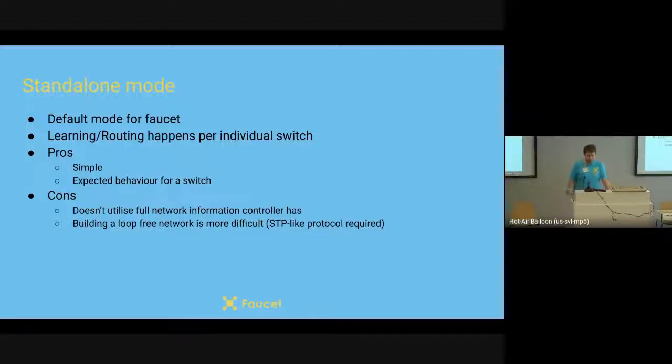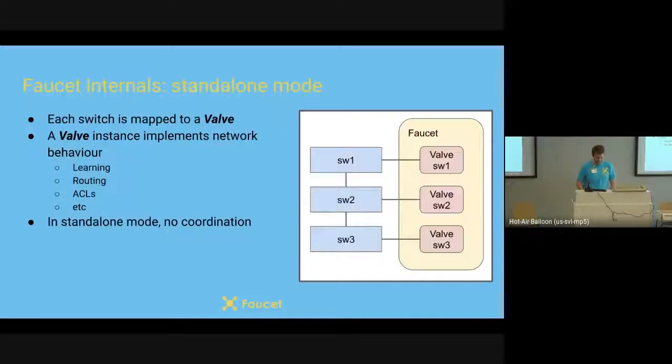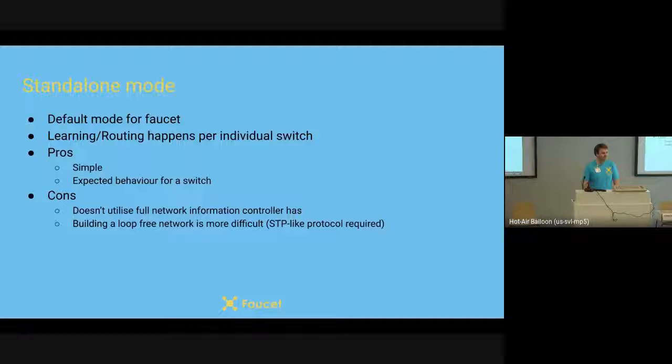Another con of standalone mode is building a loop-free network is quite difficult. We want loops on our network for redundancy for devices and cables, but we can't really have them in standalone Faucet mode without an STP-like protocol. And I know there's no way Josh would ever merge an STP protocol into Faucet. So we have to come up with some other way. I'll get into a little bit about how this happens at L2 and L3.